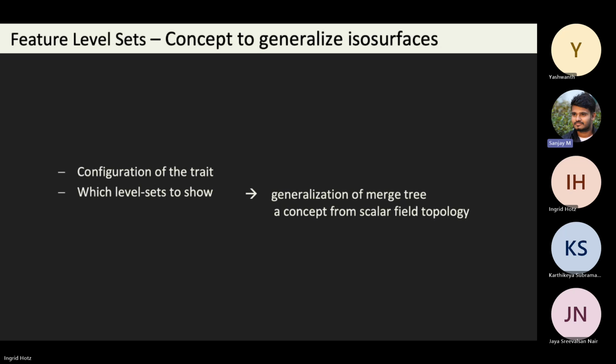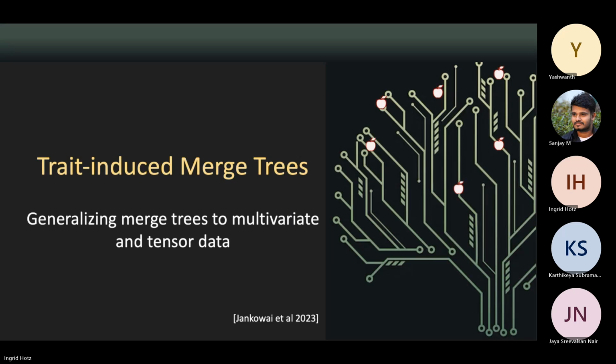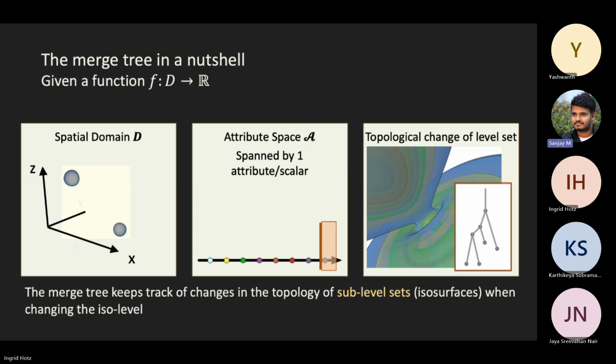And this again can be understood as a generalization of one method that we are using in scalar field visualization. This is something of scalar field topology, and specifically this refers to something that we call merge trees. I'll start with briefly introducing the merge tree.